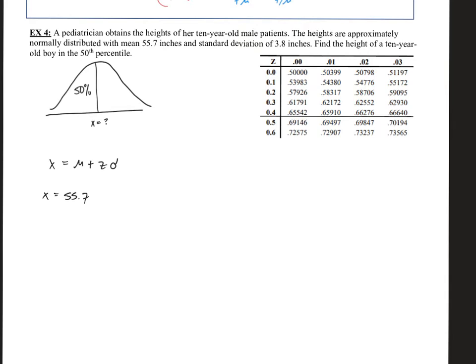We're given that right there. Plus, well, we don't know our z value yet, but we do know our sigma, which is 3.8 inches, or our standard deviation. So now what do we need to do to figure out the answer for this?